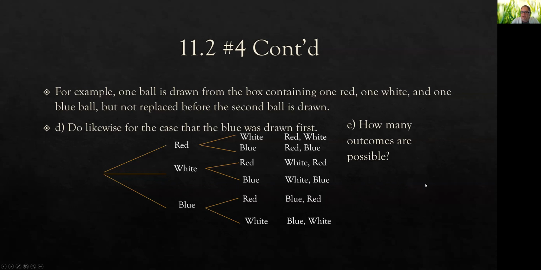How many outcomes are possible? 6, because we've got these 6 different outcomes.